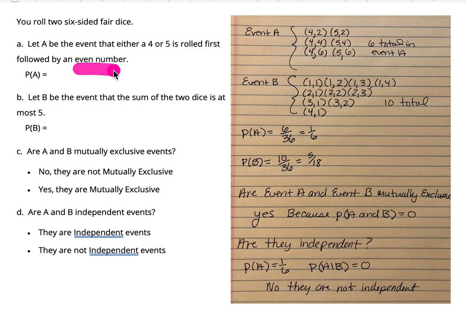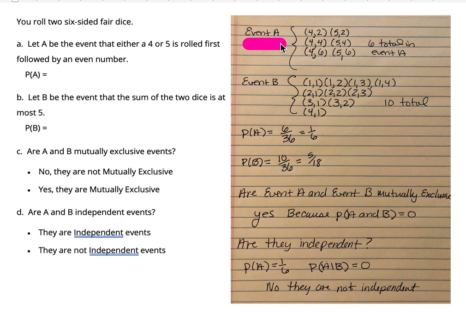Now, the possibilities of even numbers when we roll a die are 2, 4, or 6. So I could roll a 4 and a 2, a 4 and a 4, or a 4 and a 6. So the second number in our ordered pair needs to be even. When I roll a 5 the first time and then an even number the second time, I could have a 5 and a 2, a 5 and a 4, or a 5 and a 6.